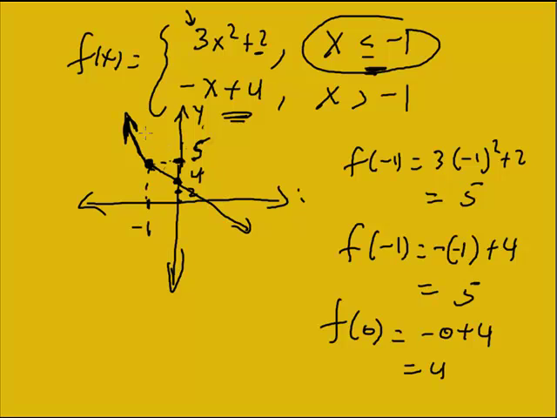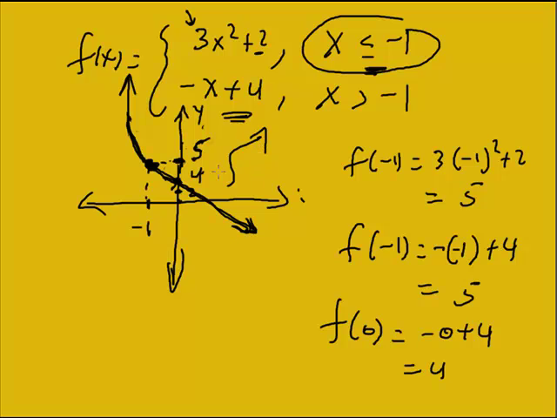Okay, so this is part of the parabola that's going to keep on going to the left of -1, and then to the right of -1 it turns out to be a straight line, goes through this point and this point, and it goes down, and it has a negative slope. And that's how you graph a piecewise function. This is the graph of that.